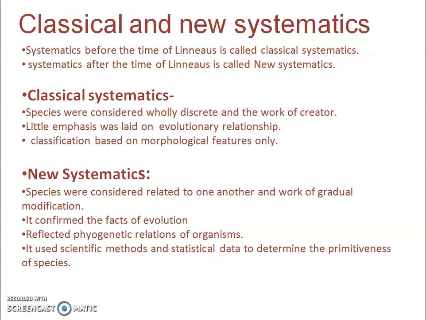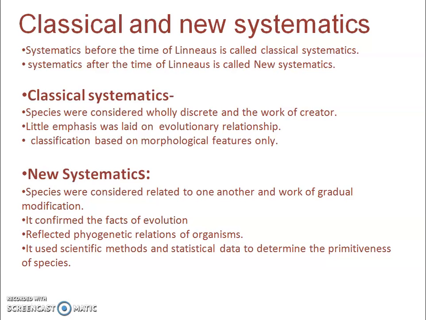Systematics after the time of Linnaeus is called new systematics, and the one before Linnaeus was called classical systematics. Now what are the various features of classical systematics? Species were considered wholly discrete and the work of a creator. That means these were ones which we could not work upon, so they could not be related with each other. They were unique ones. Little emphasis was laid on evolutionary relationship, and classification was based on morphological features only.